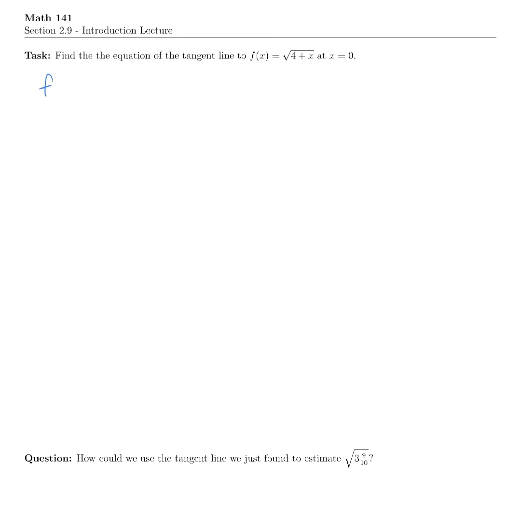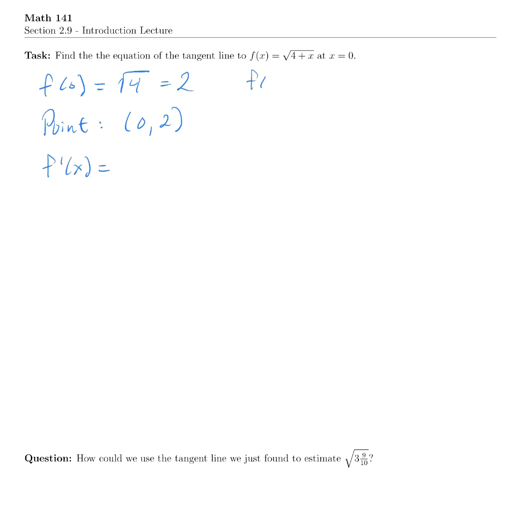To get our hands on that point, we would need to know what f of 0 is, and that's the square root of 4, or 2. So the point that our tangent line goes through is (0, 2). But now we need a slope, so to find that slope we're going to need the derivative.